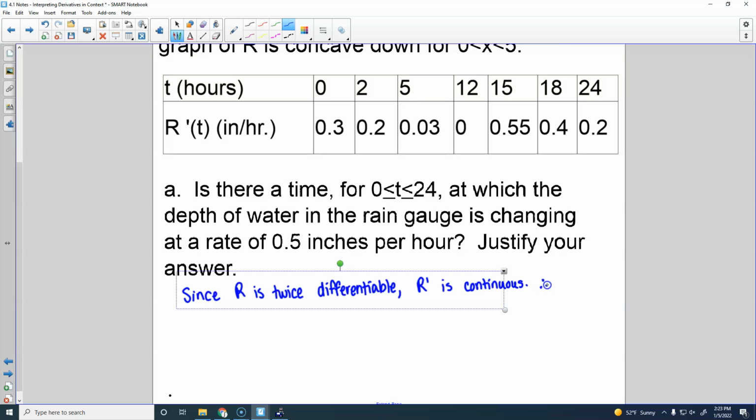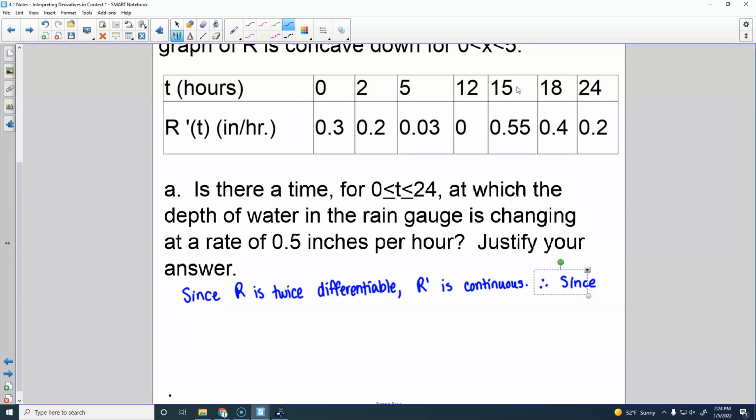Therefore, since you can see that really you can use any value here between 0 and 12, or really over here, it doesn't matter. You can just see the very highest is at 15, where you're at 0.55. Pretty much everywhere else, it's below 0.55. So you could pick any of the other values to show that it's below 0.5, and that R prime of 15 is above 0.5.